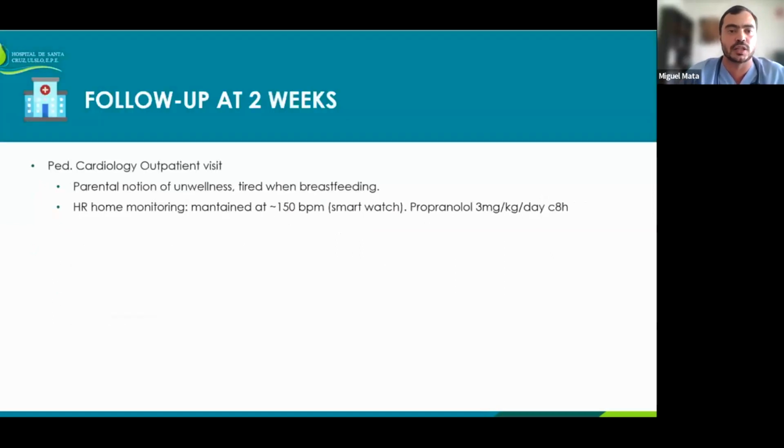So we see this child at the follow-up after 2 weeks with 3.2 kilos, and already the parents tell us of some notion of unwellness and of tiredness when breastfeeding for 2 days. The parents had been monitoring the heart rate on their own initiative, but with a smartwatch, so we only had heart rate, and the parents said that it was almost fixed at 150 beats per minute in the last 2 days. And they had been adhering well to the medication with propranolol.